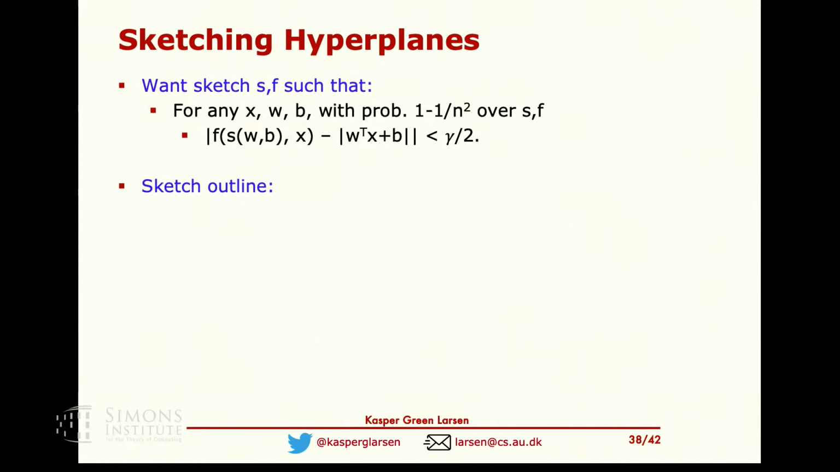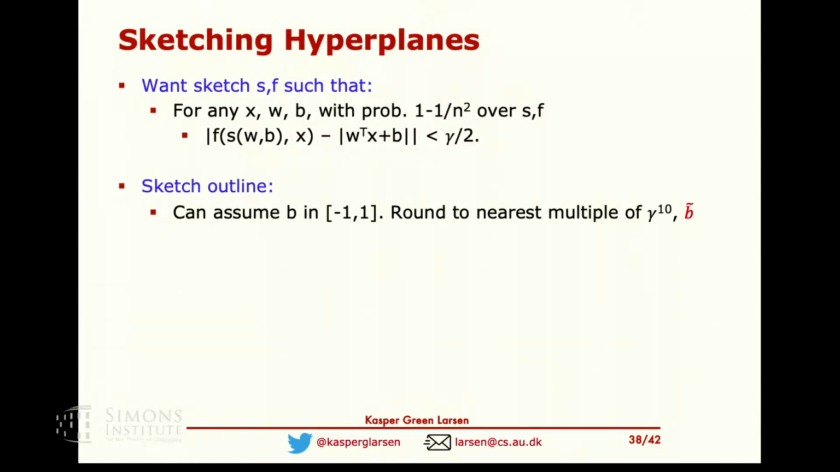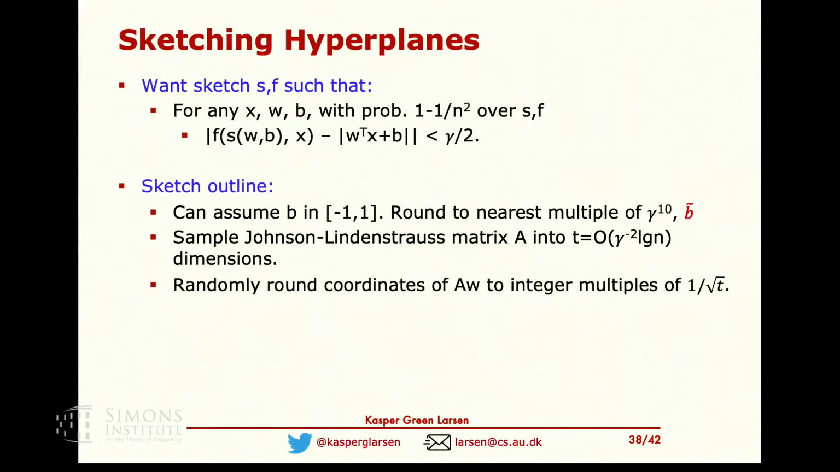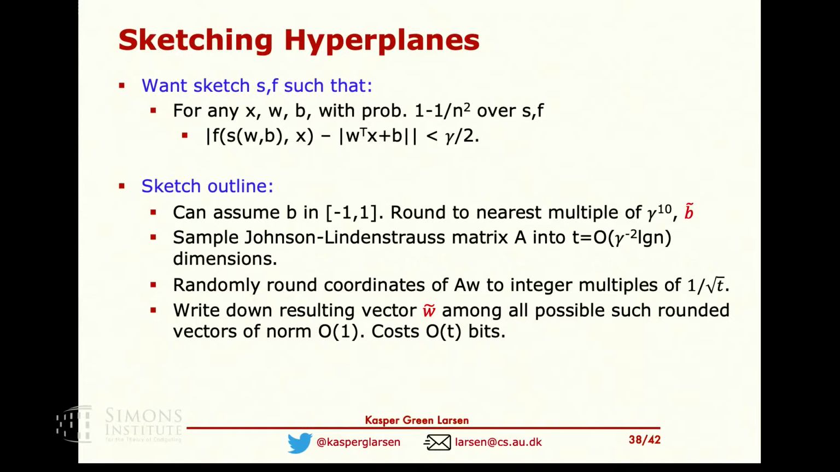What does a sketch do? I'll just quickly skim over it. The sketch is very simple. B is just a number. You can just write it down in your sketch. It doesn't take many bits to write down a very good approximation of B. You sample a Johnson-Lindenstrauss matrix into log n over gamma squared dimensions. You project your W into these few dimensions. You randomly round each coordinate to an integer multiple of 1 over root t. Then you get some vector, and you just write down this vector. If you're careful, this only takes O of t bits.